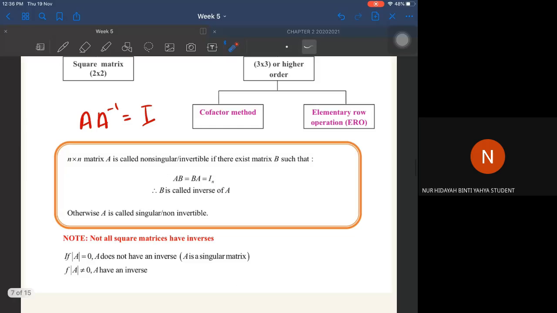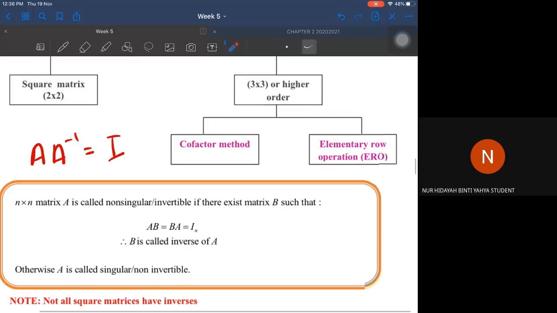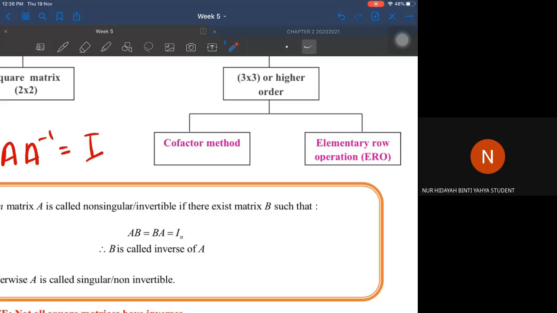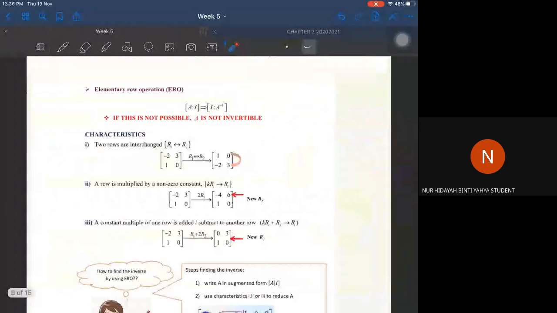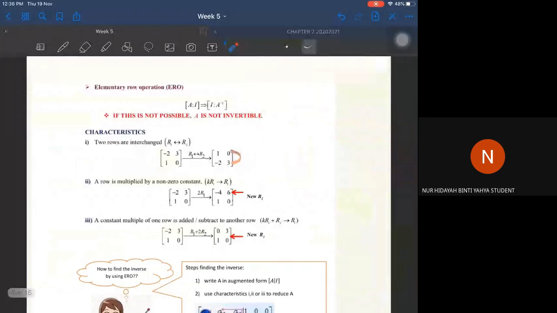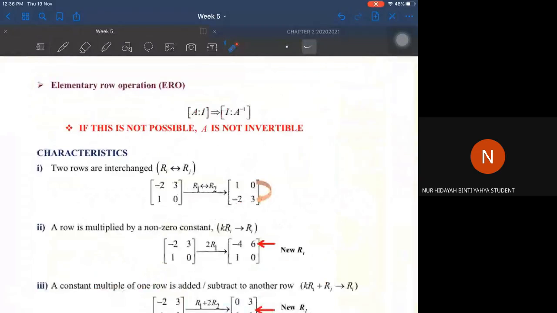Okay, kalau you tengok dekat sini, ada dua cara untuk cari the inverse matrix. So the first one is by using cofactor method and the second one is by using ERO. So I am going to explain for this one. Okay, so this one for asynchronous bus. Okay, sebab ERO ni saya tak boleh lepas awak buat sendiri. Nanti awak tak boleh buat. Okay, macam mana kita nak cari the inverse matrix by using ERO?